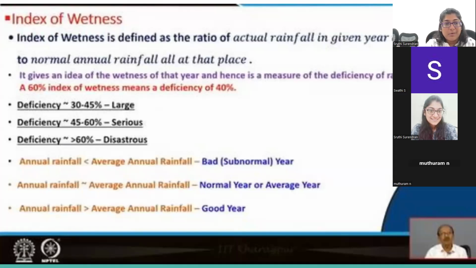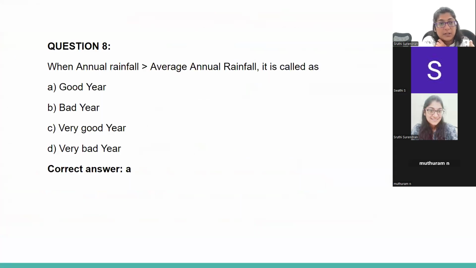So this is an important concept in this lecture series: index of wetness, what is deficiency, and what it is called when the annual rainfall exceeds or goes below the average annual rainfall. So the answer for this is, when annual rainfall is greater than average annual rainfall, we say it's a good year. Sorry, very good and very bad is not there. Good, bad and average are there. C and D options are invalid. There is nothing called a very good or very bad year.